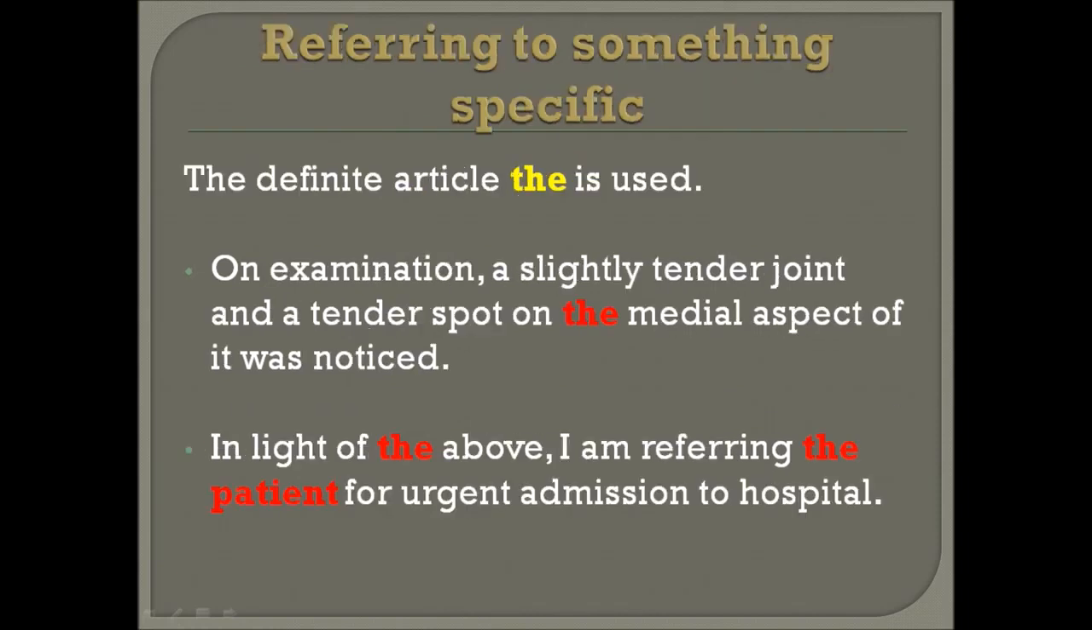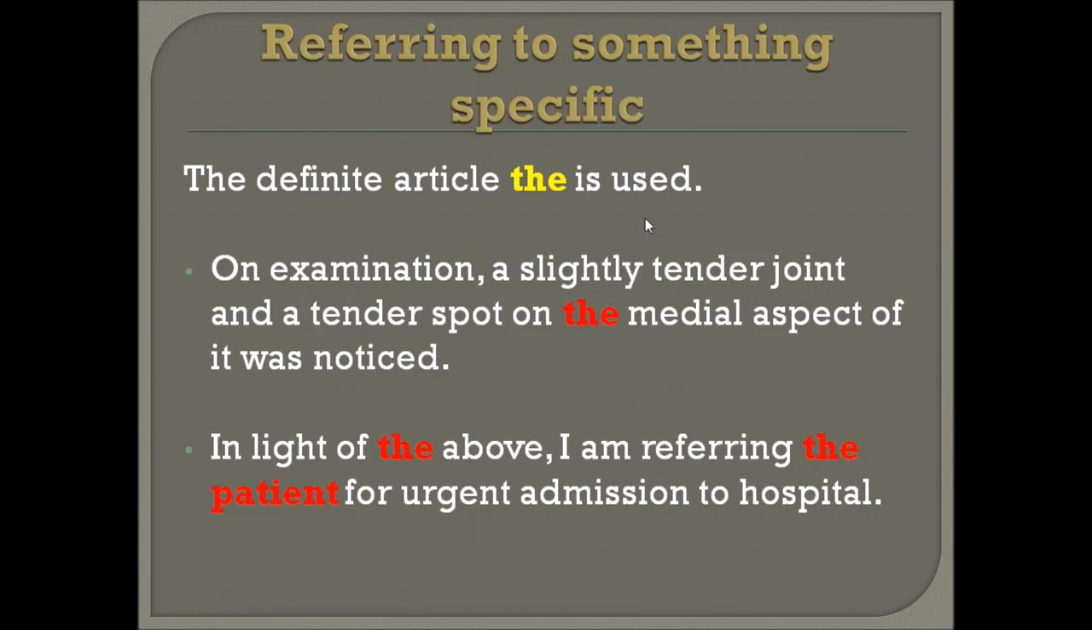So let's move on. Referring to something specific. This is very important. The definite article the is used when you are referring to something very specific. Keep in mind, specific, the. On examination, a slightly tender joint and a tender spot on the medial aspect of it was noticed. Okay, here you are referring to something specific.